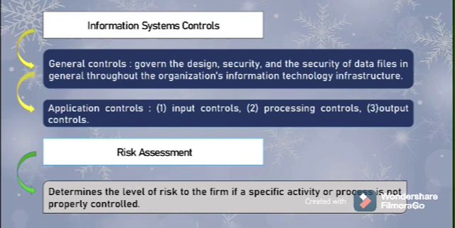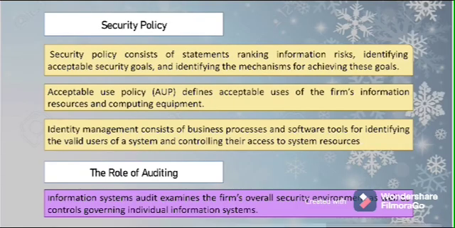Okay, now we will go to the next slide, which is the security policy. It consists of statements ranking information risks, identifying acceptable security goals, and identifying the mechanisms for achieving these goals. What are the firm's most important information assets? Who generates and controls this information in the firm? What existing security policies are in place to protect the information? What level of risk is management willing to accept for each of these assets?